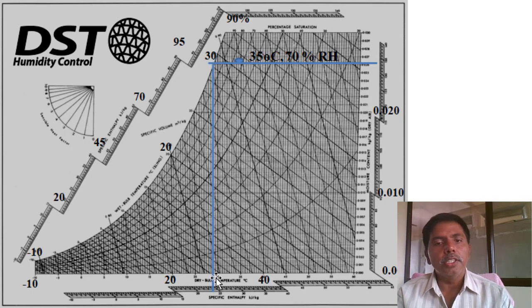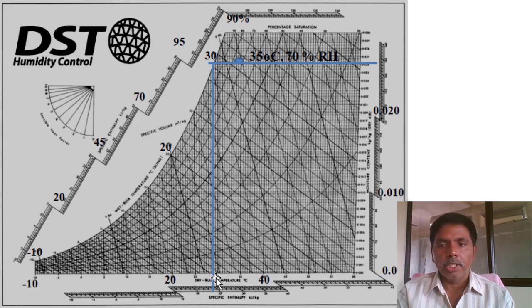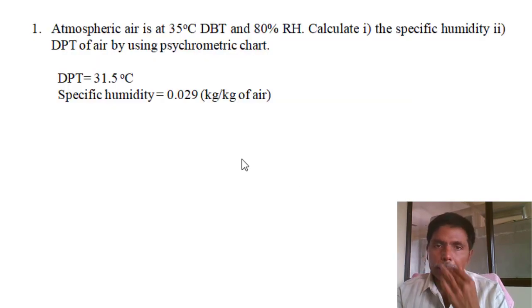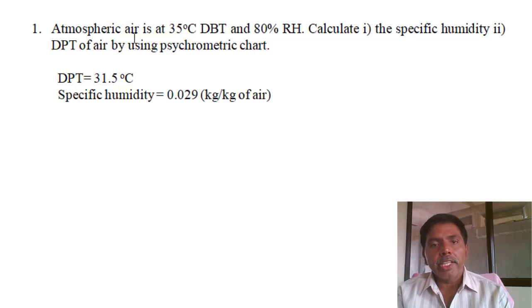That is only the dew point temperature. Okay, we will solve one more problem. Then we will get the clear idea. Same method. Atmospheric air is at 35 degrees centigrade dry bulb temperature and 80% relative humidity. Here they asked only two things, specific humidity and dew point temperature.